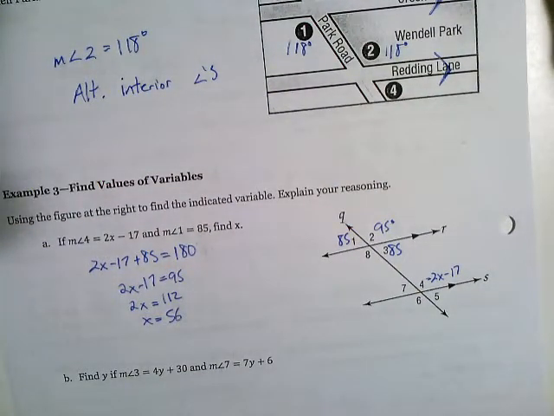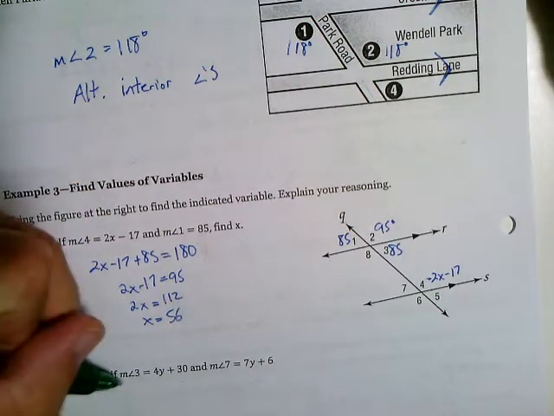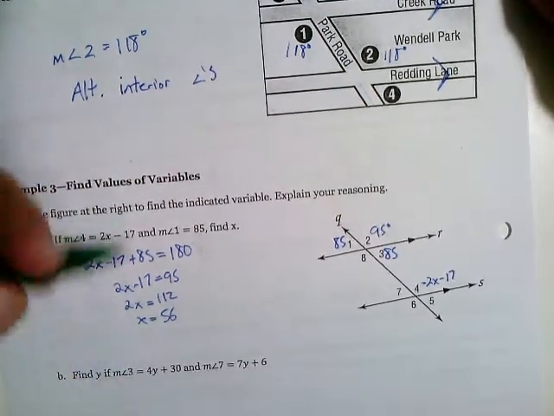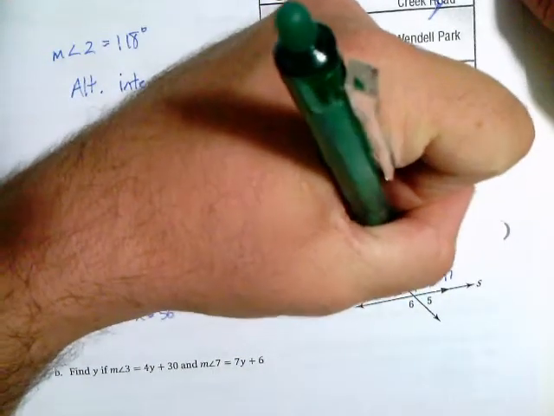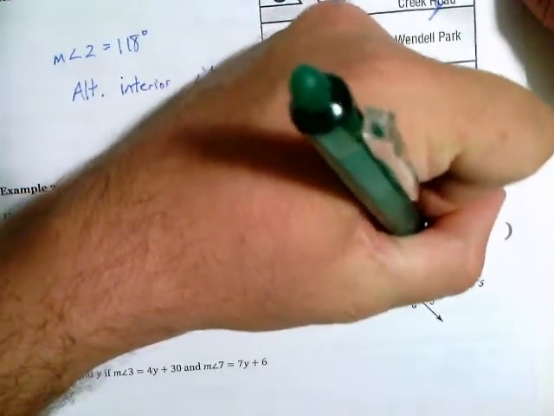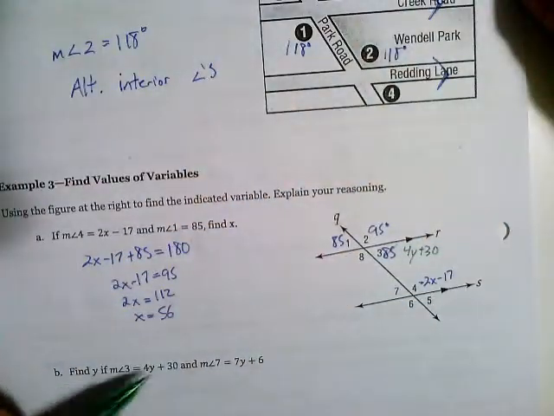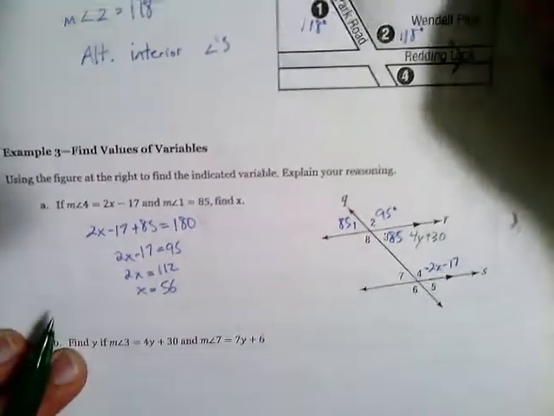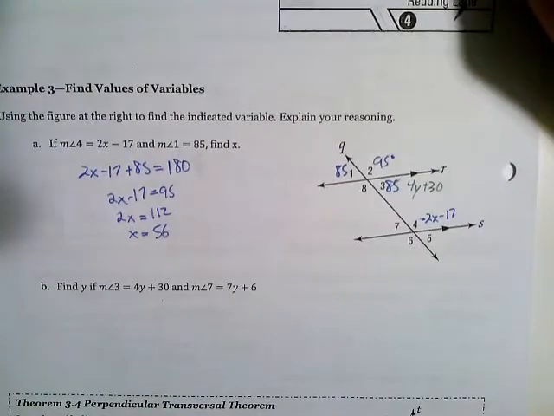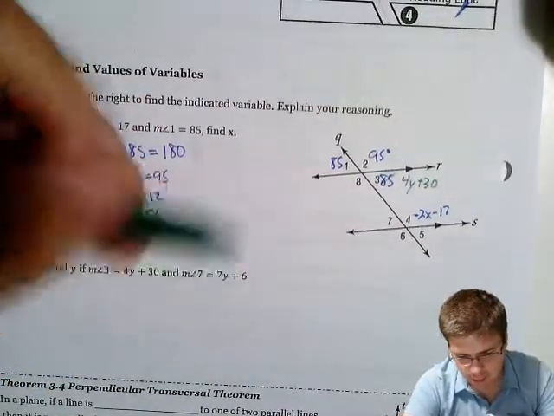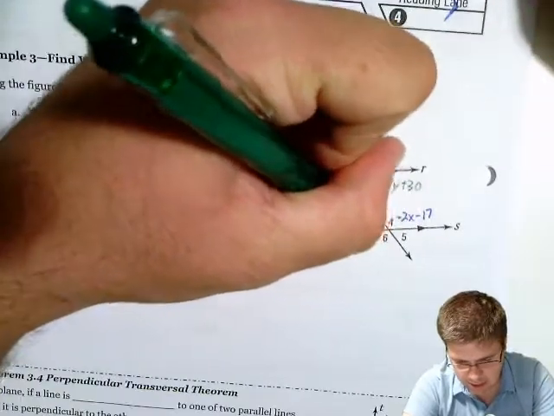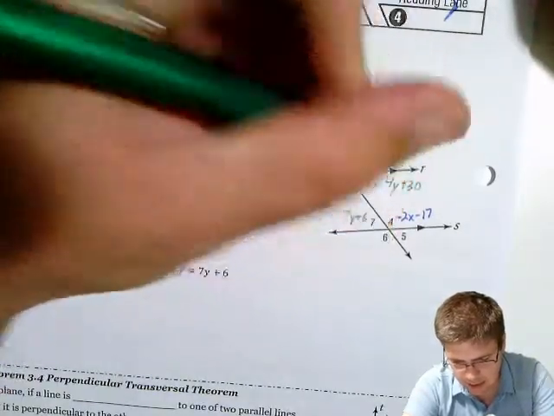All right, this next one sets up a little differently. I'm going to change colors here because it's reassigning some values. They're telling us the measure of angle 3 is 4y plus 30. That's what the first bit tells me. And then the next bit tells me that the measure of angle 7 is 7y plus 6.